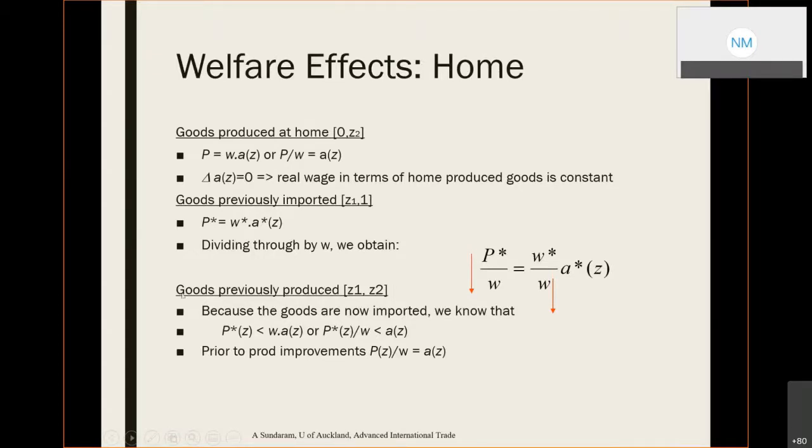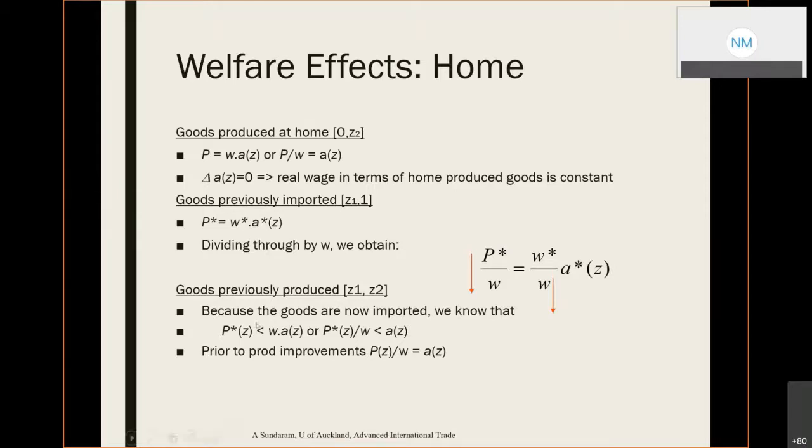Now let's look at what happened between goods, between Z1 and Z2, because this is where the change happened. So between Z1 and Z2, previously these goods were produced in India, but because China experienced an increase in its labor force, those goods are now being produced in China and they are being imported by India.